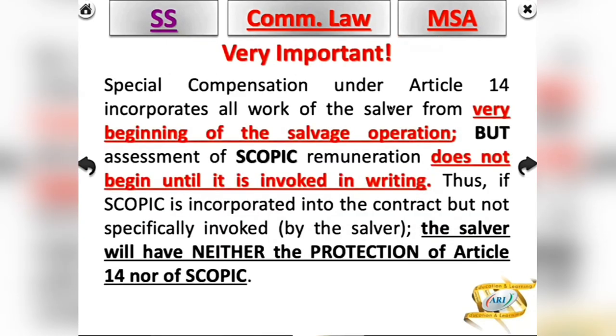और भी देखो यही है. If SCOPIC is incorporated in it, but not invoked, the salver will neither have protection in 14 nor SCOPIC. तो उसको मोमो बेचना शुरू कर देना. That is what is the final thing.